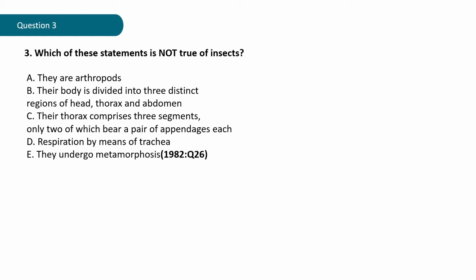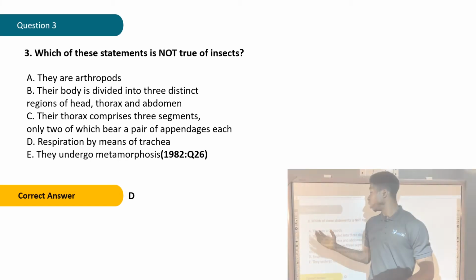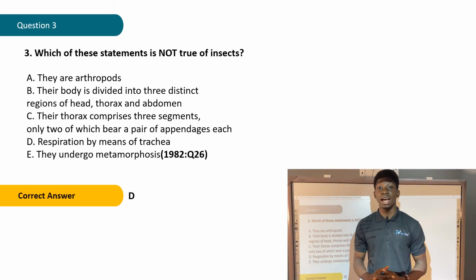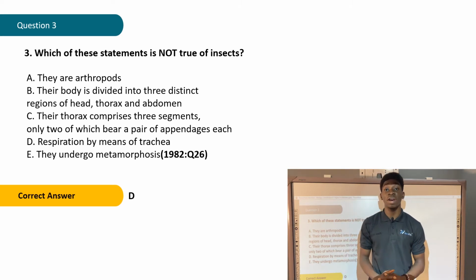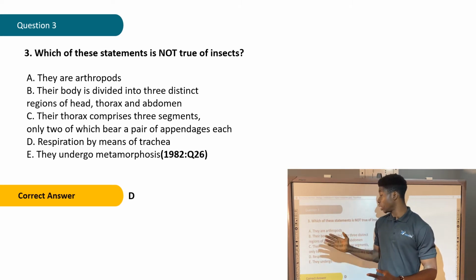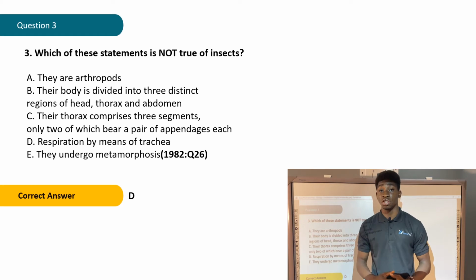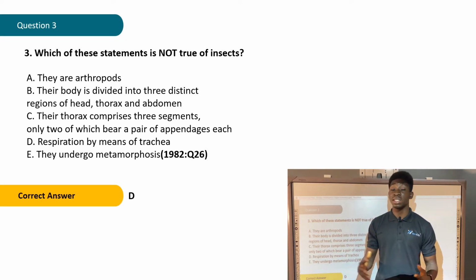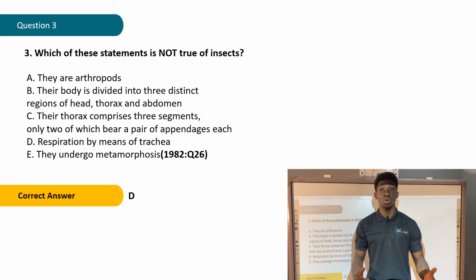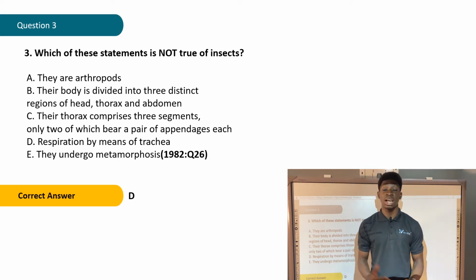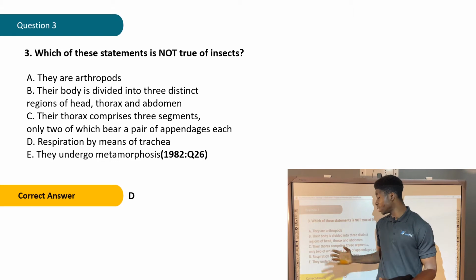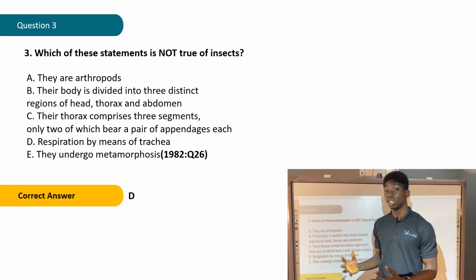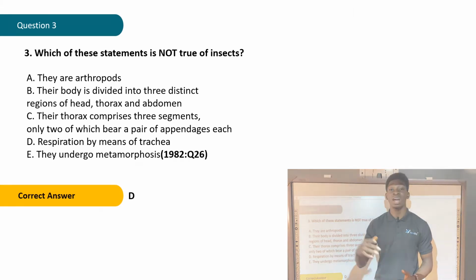Okay, let's check out what the correct answer says. The correct answer is D, because A. Insects are arthropods. Of course, they are arthropods. They are found in the phylum Arthropoda. Insects have their body divided into 3 regions, the head, thorax, and the abdomen. They also have their thorax comprising 3 regions, which are the prothorax, the mesothorax, and the metathorax. Insects do not respire by means of trachea. They respire by means of tracheae.